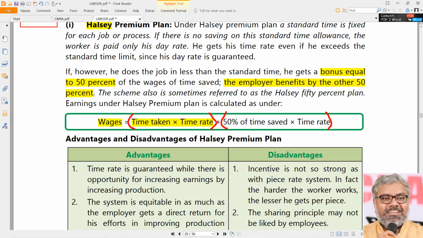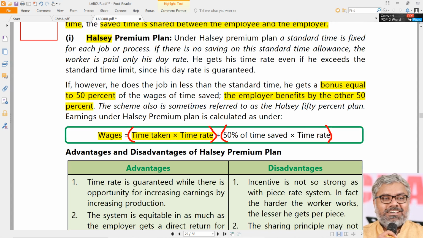That is normal time wages plus a bonus of 50% of time saved multiplied with time rate will be given as total wages, and we need to always distinguish these two parts. First part is time wages, that is not bonus. Whether Halsey told it or not, anyway that will be paid to the worker. But what is Halsey's contribution here is the second part only.